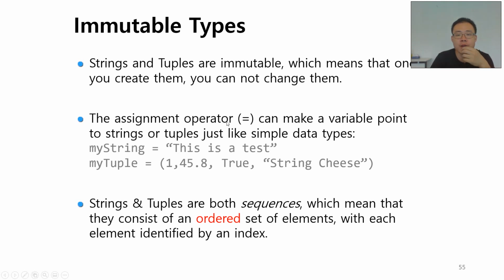The assignment operator can make a variable point to strings or tuples just like simple data types. Okay, my string is, this is a test, my tuple is integer, floating number, Boolean, and string cheese.